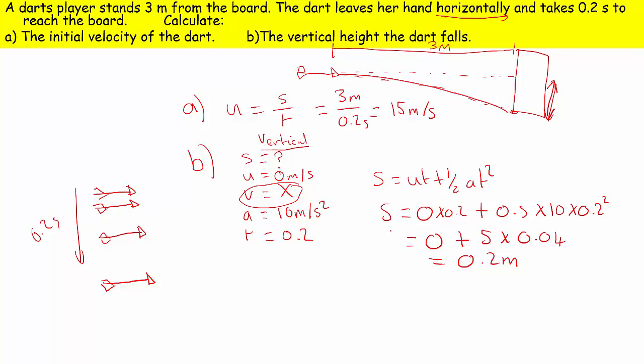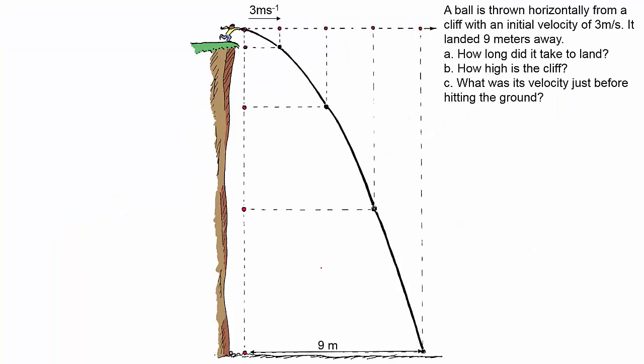And we plugged that all in, and we worked out that it would travel 0.2 metres in that amount of time. Here is another example. I've got an A, B and a C, and the last part is going to be a little bit more involved. It's going to bring together our skills at looking at combining vectors to get a resultant vector. So this last question is going to be quite involved.